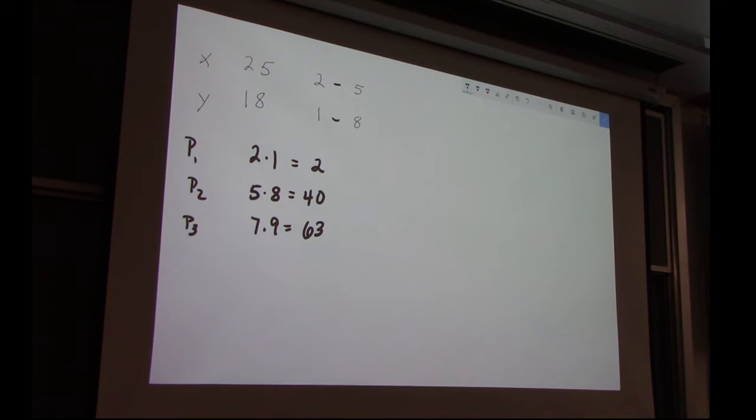Very good. So far, so good? Now, what do we do when we get the answer back? So we got our products. What do we do with them? Right, so we want to compute P3 minus P1 minus P2. So that's 63 minus 42, which is what? Is that 21?